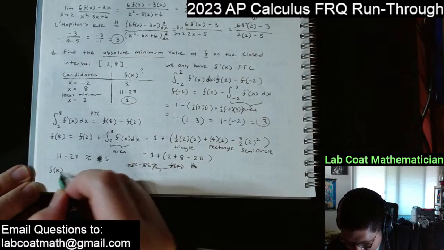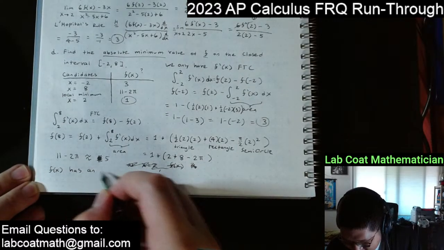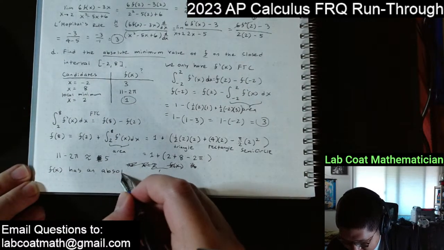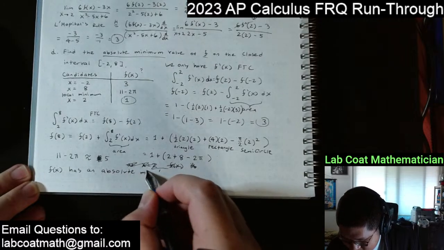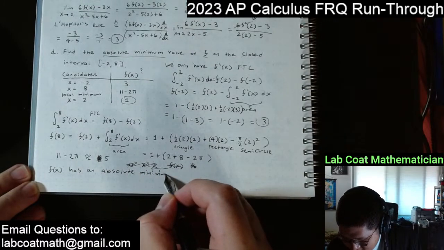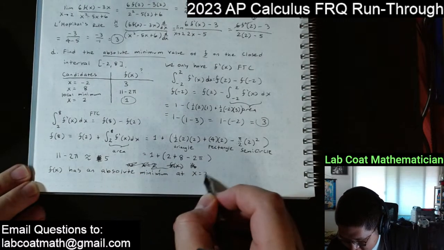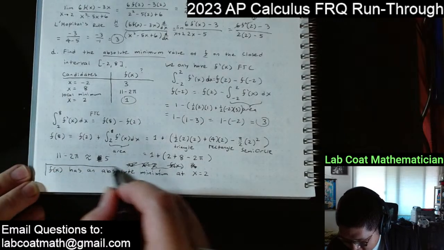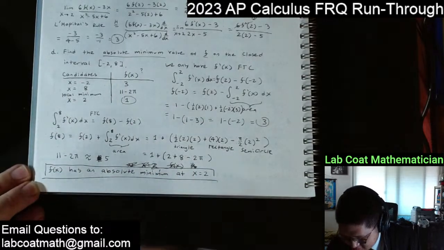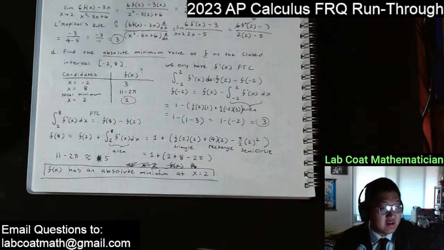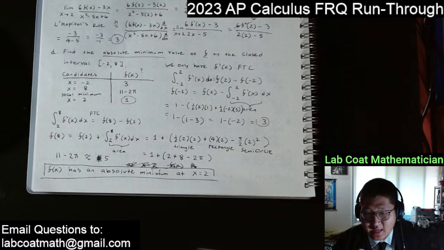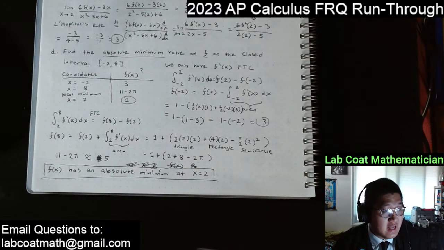f of x has an absolute minimum at x is equal to 2. That's what we can conclude on that side. All of our work shows that as we looked across all the possible candidates, that will be an absolute minimum.